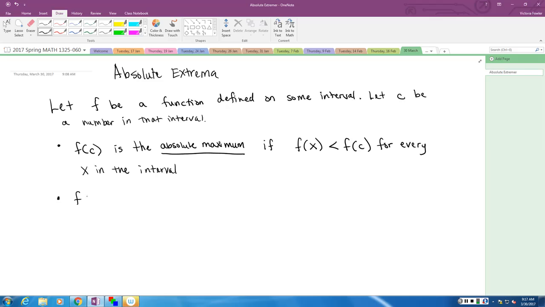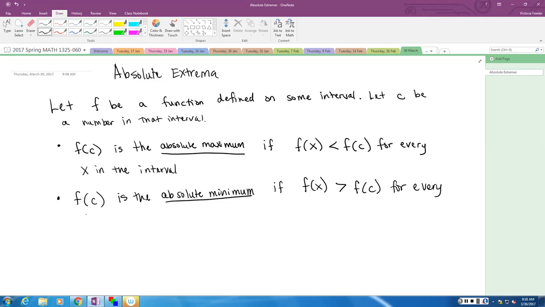So likewise, I think you guys could fill in for me if I'm going to describe what absolute minimum is. So f of c is the absolute minimum if, and then what do we think would change here? Perfect. F of x is greater than f of c for every x in the interval.